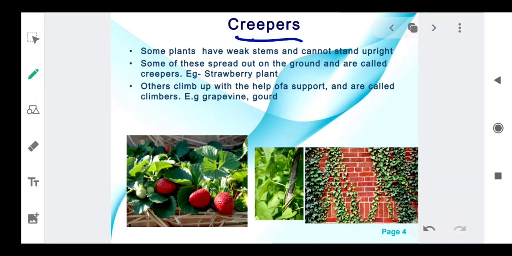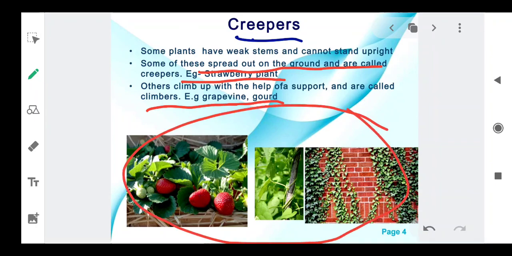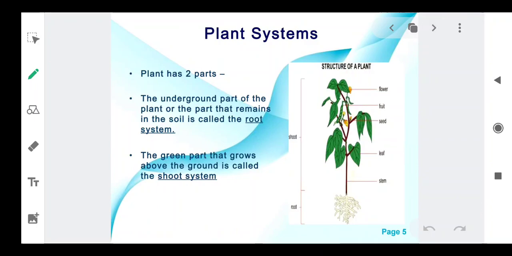Next we are going to creepers. Some plants have weak stems and cannot stand upright. Some of these spread out on the ground and are called creepers. Example, strawberry plant. Others climb up with the help of a support and are called climbers. Example, grapevine. So creepers and climbers are those which move on the ground, and some move along walls and get up, like the money plant. We can see money plants in our locality. They are known as climbers.